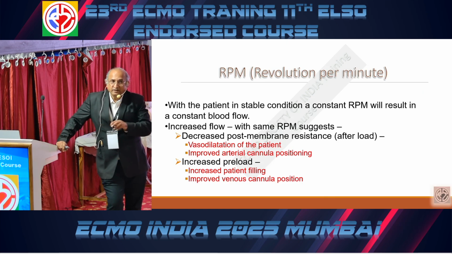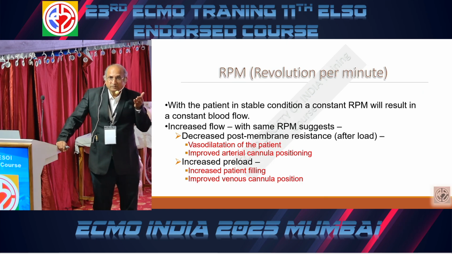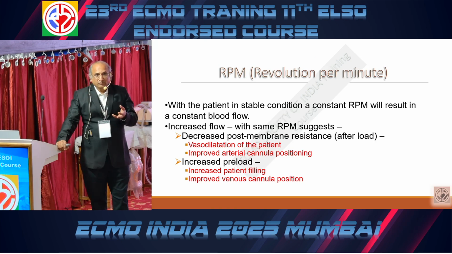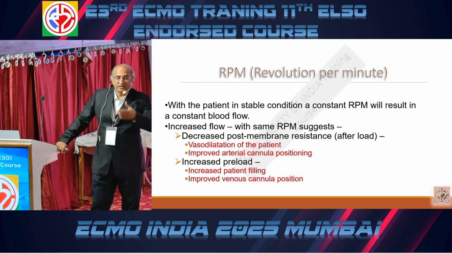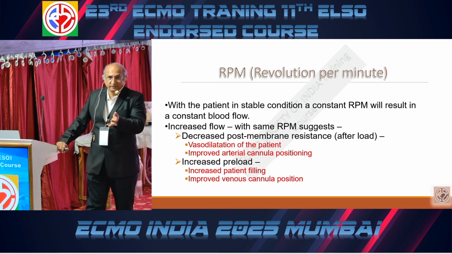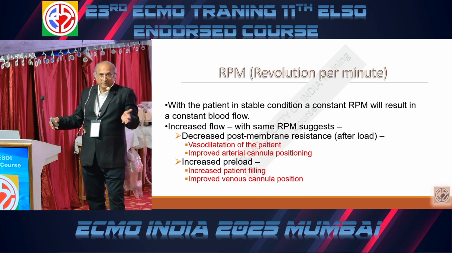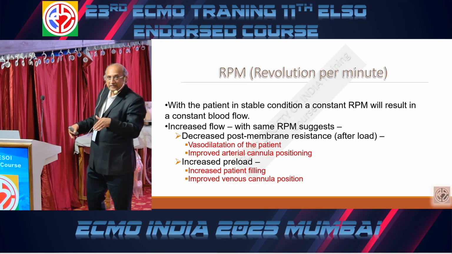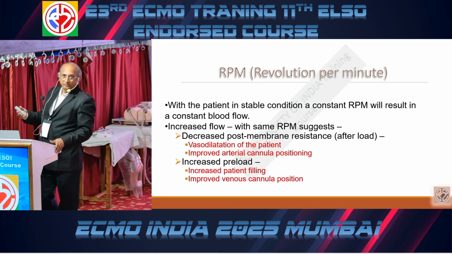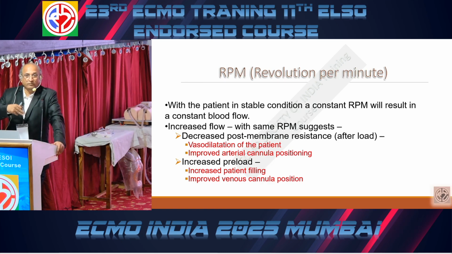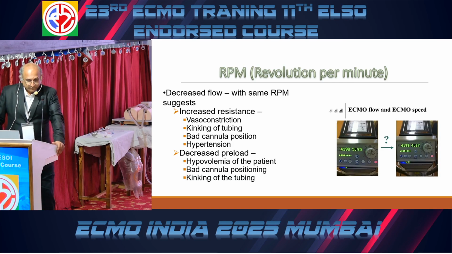For afterload, again, if the afterload increases for a patient on VA ECMO, okay, your patient's BP starts improving. With the same RPM, the flow will decrease because afterload is increased, SVR is increased. Okay, suppose there is vasodilatation. With the same RPM, the flow will increase. So anything which decreases the afterload will increase the flow. Anything which increases the afterload will decrease the flow. So it is inversely proportional. Preload is directly proportional. Okay.